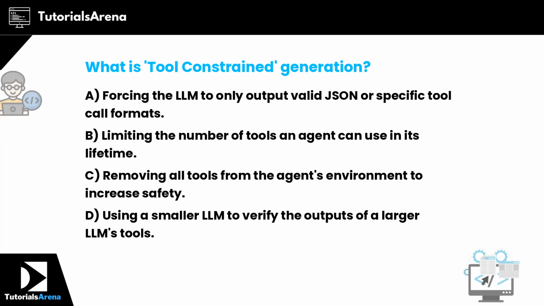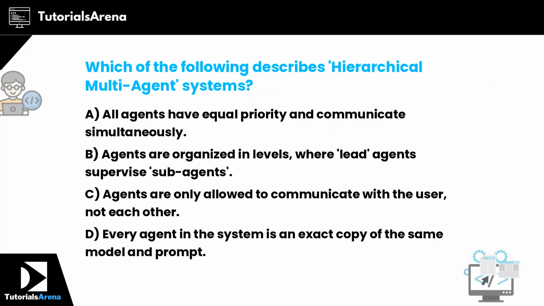What is tool-constrained generation? The correct answer is option A, forcing the LLM to only output valid JSON or specific tool call formats. Which of the following describes hierarchical multi-agent systems? The correct answer is option B. Agents are organized in levels, where lead agents supervise sub-agents.